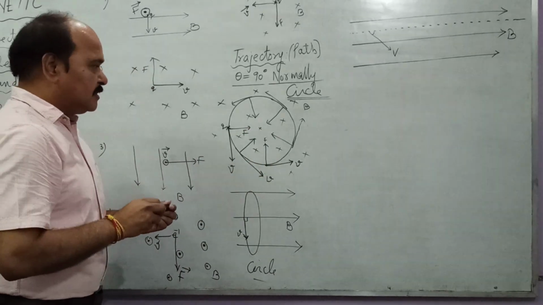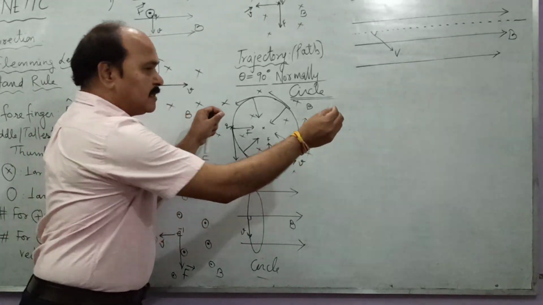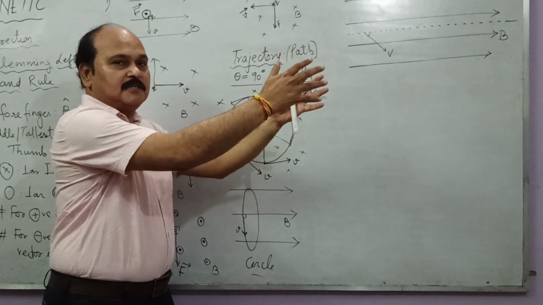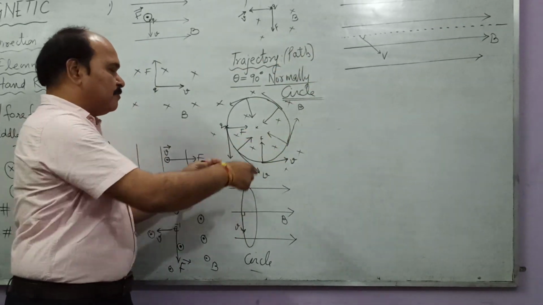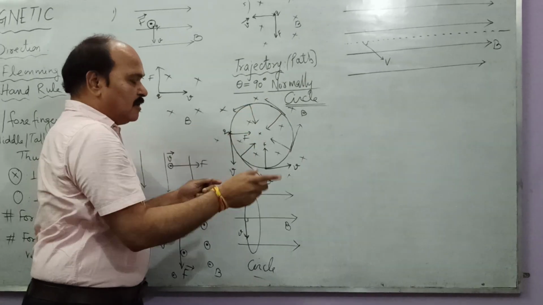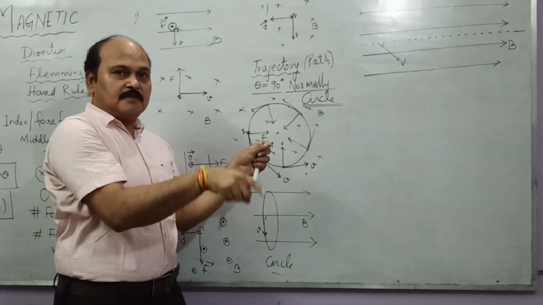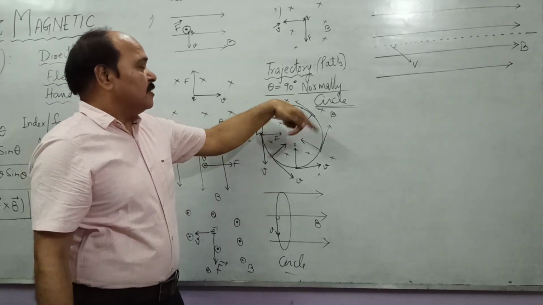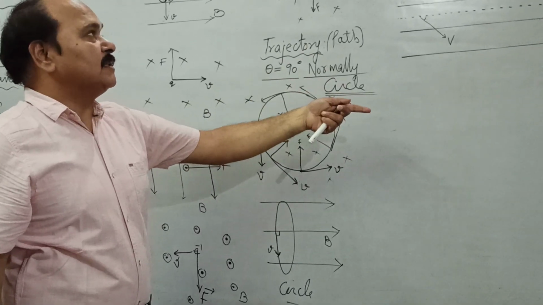The only difference is I have rotated this board by 90 degrees, so the magnetic field which was in this direction is now in this direction. The charged particle is still entering. So this circle which was made in the plane of the board is now made like this in space. So when a charged particle enters normally into a magnetic field, it moves on a circular path.